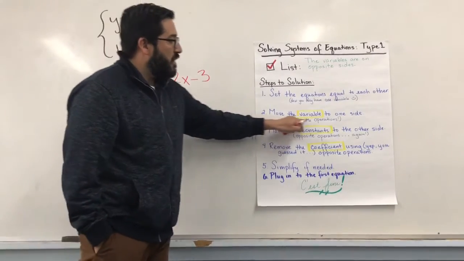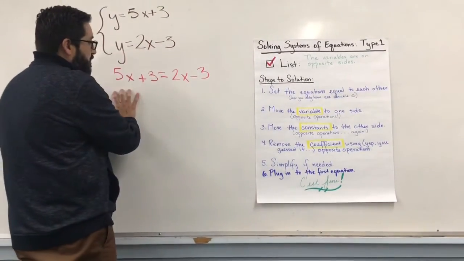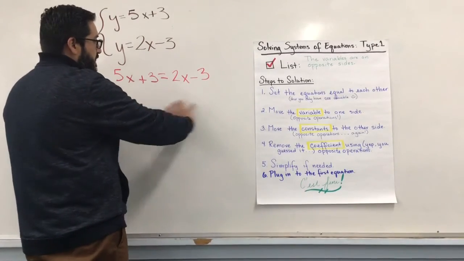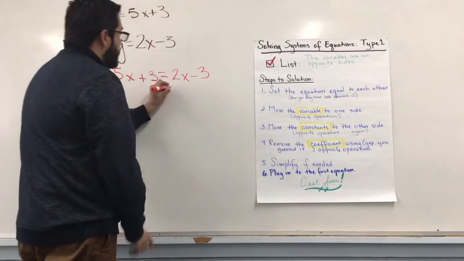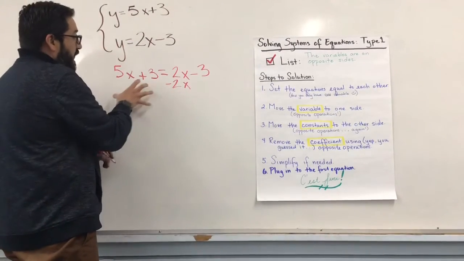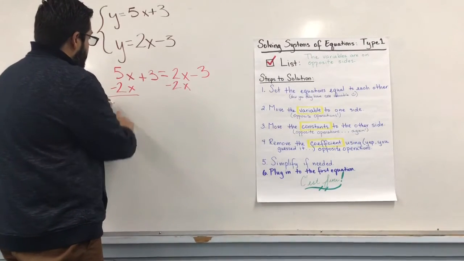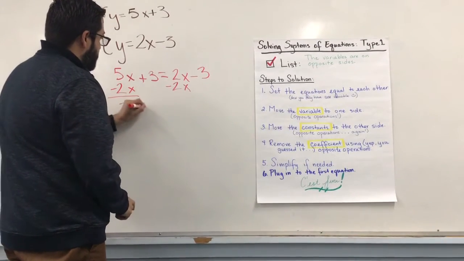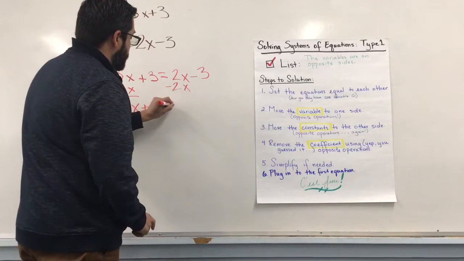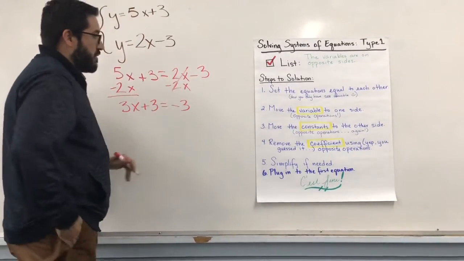Now, just move on down our checklist. Number 2, move the variables to one side. So I have an x over here and an x over here, but I want them together so that I can figure out what x is equal to. So I'm going to subtract 2x on this side, and if I do that over here, I have to do it on this side of the equal sign as well. That's going to give me 3x plus 3 equals negative 3, and these two x's cancel each other out.